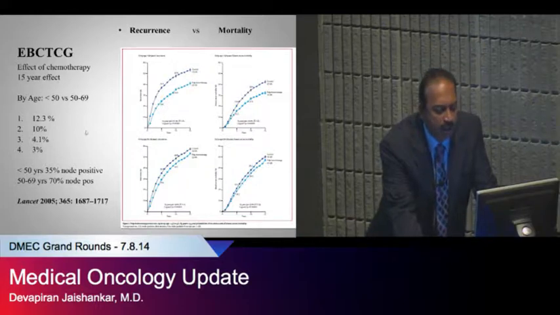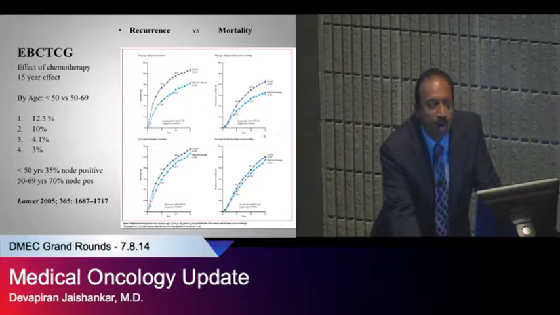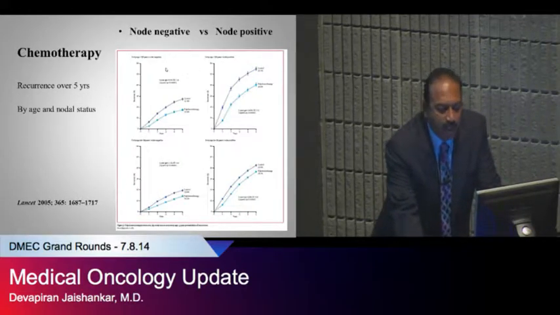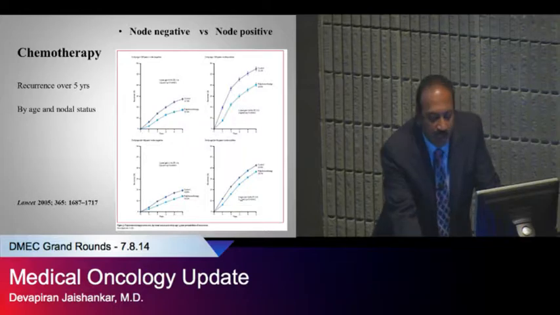Beautifully done work with this analysis. This is based on recurrence. This is based on mortality. This is the younger patient, the older patient. Clearly, recurrence risks can be impacted more than mortality risks. And we do more of an impact on the younger patient compared to the older patient. This is node negative versus node positive. Clearly, we make a bigger dent in the node positive patient. ER poor versus ER positive.